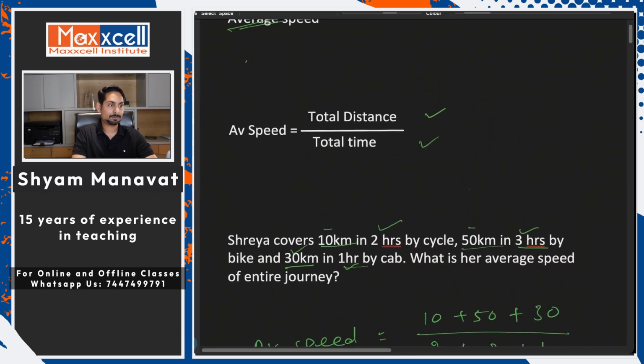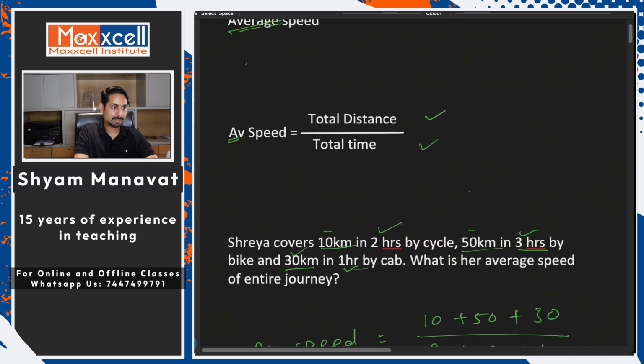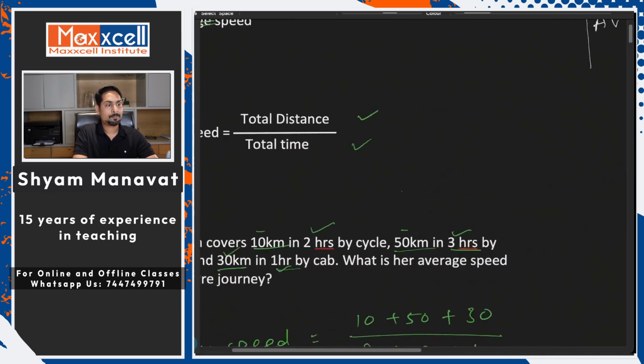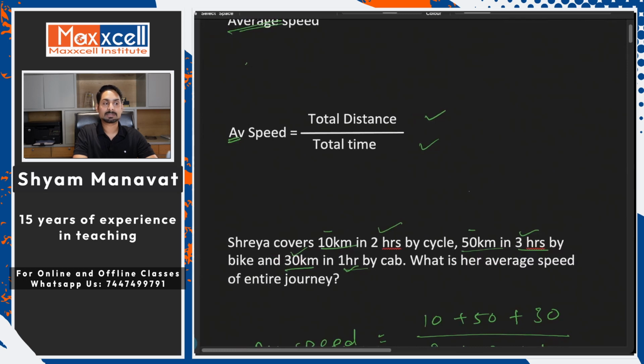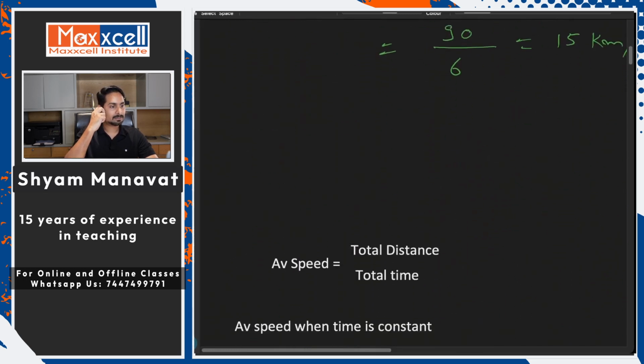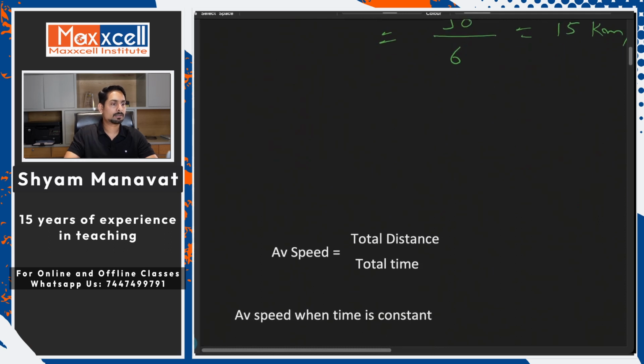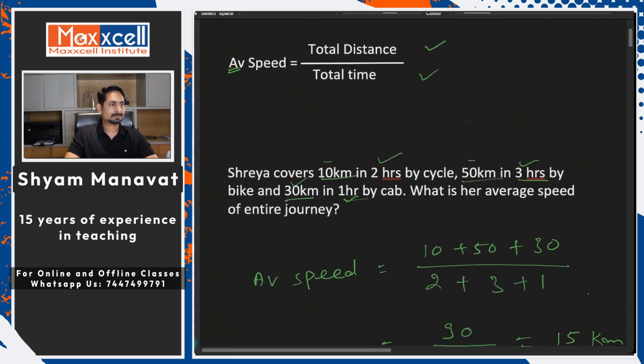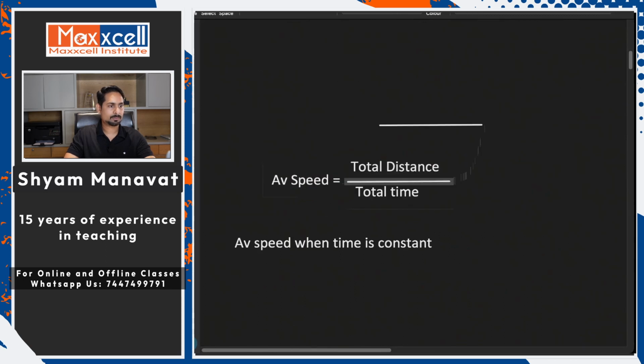Do not get confused just because here you have the word average. Don't simply apply the average formula here. Average speed is total distance by total time. Now let's see some different cases. So this is the formula, total distance by total time.